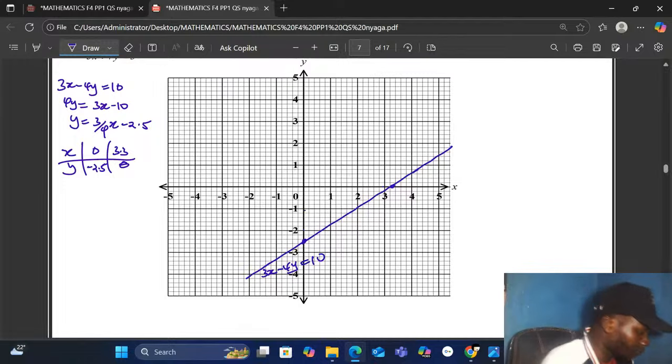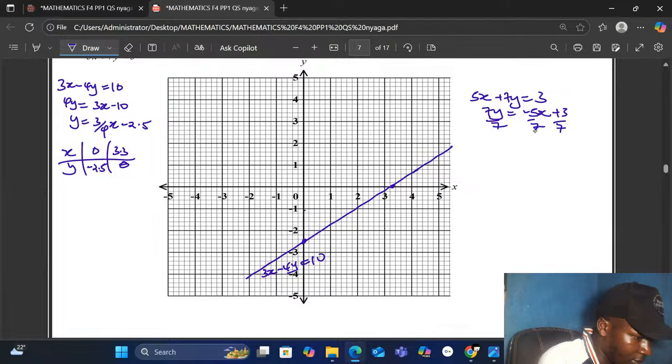Now we move to the next one. The next is 5x plus 7y is equal to 3. So we start with y, so 7y is equal to negative 5x plus 3. Divide by 7 throughout. So y will be equal to negative 5 over 7 x, then plus 3 over 7.